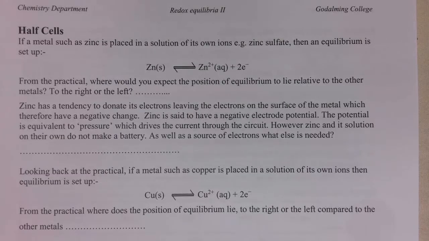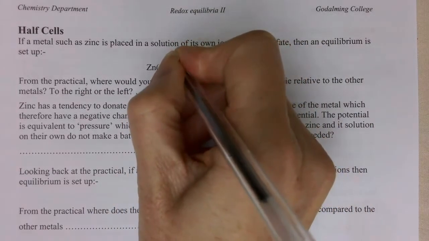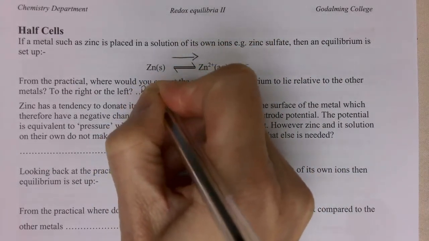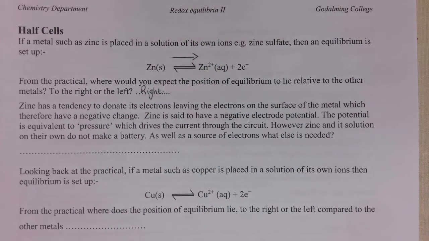So if we take a metal such as zinc and we put it in contact with its own ions, zinc 2+, we get an equilibrium position set up. But because zinc is a very reactive metal, the position of equilibrium lies well over to the right-hand side. So this is to the right. And that's because zinc is a very reactive metal. It has a tendency to donate its electrons, and that leaves the surface of the metal with a negative charge. Zinc is said to have a negative electrode potential.